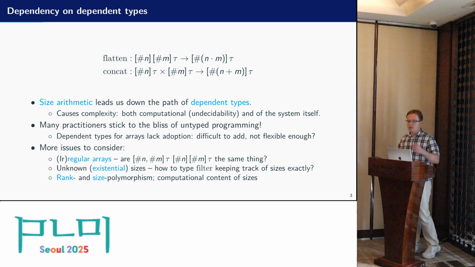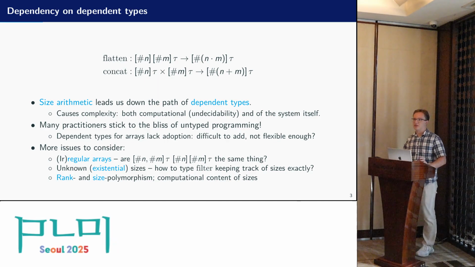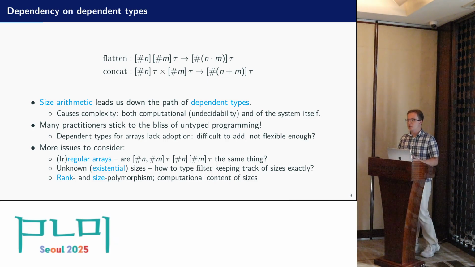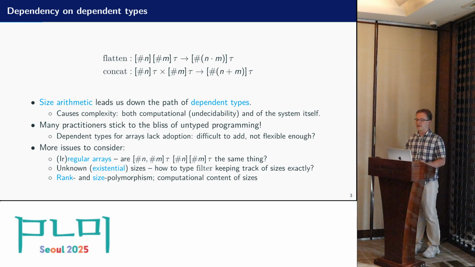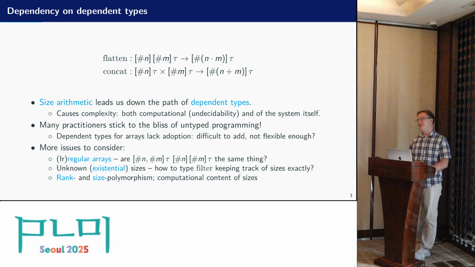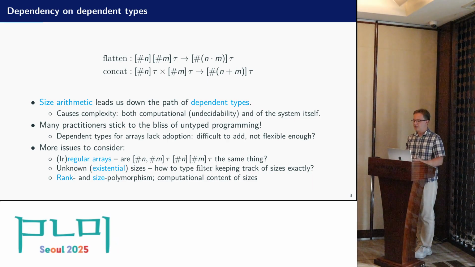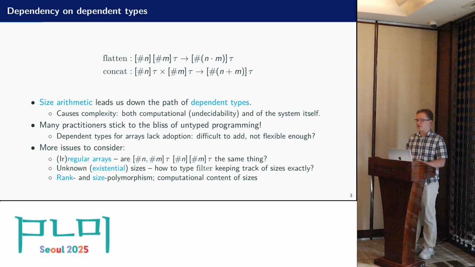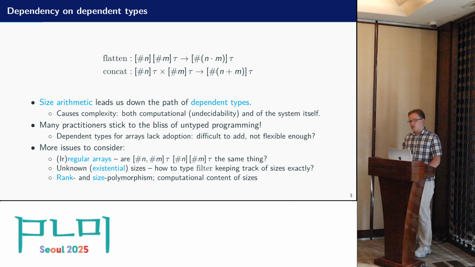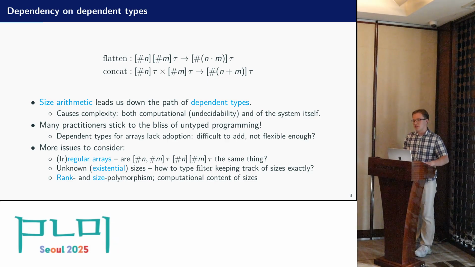Part of the reason you're getting these dependent types is size arithmetic. You get primitives like flattening arrays, where you want to turn a matrix into a vector. You want to concatenate a pair of vectors, and then you quickly get sums and products of sizes. And now you want these dependent types to keep track of this arithmetic, and you get these expressions, and maybe you want a solver to figure out whether sizes are equal or if they are bounded. And this just adds computational complexity, and complexity for the programmer themselves, because the system becomes more complex and less predictable. So in practice, a lot of practitioners would just end up using untyped programming.